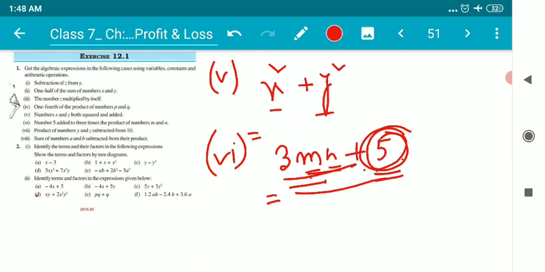Okay children, so this is how we have to deal with this kind of question. Your homework will be to solve questions number 7 and 8 of question number 1, along with all the sums I explained today. If there are any confusions, please let me know. Feel free to speak. Please do submit the work in the Google Classroom.